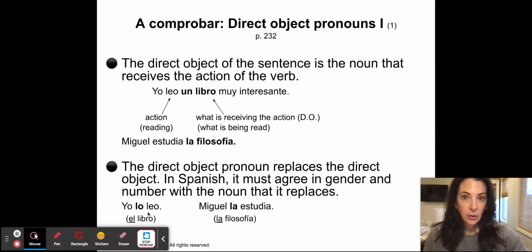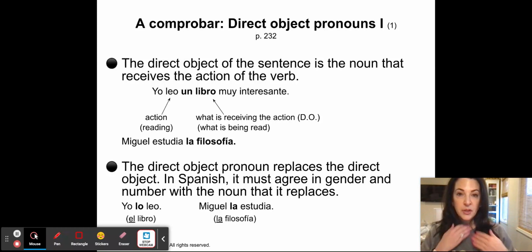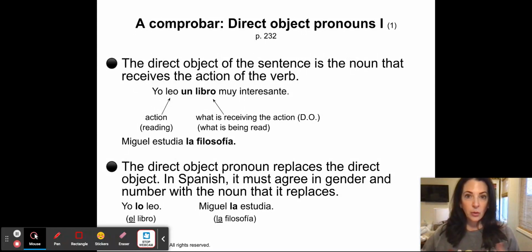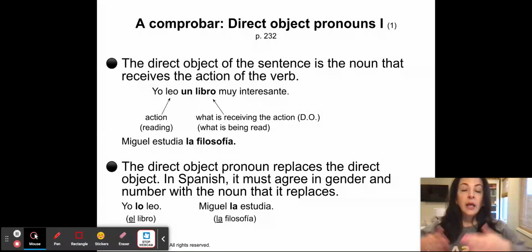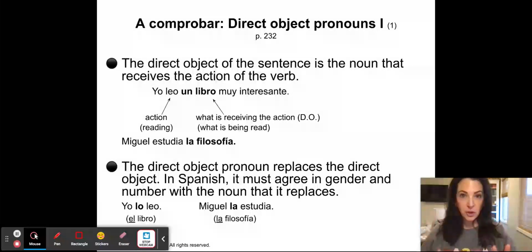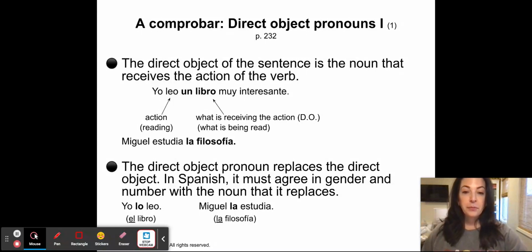Yo lo leo. The lo is the libro. I read it. Okay. Now it seems weird because we have the pronoun in front of the verb. So if we're reading it like we would in English, it would be like I, it, read, or it, I read. See? But remember, it just has to go in front of the conjugated verb, or if you have two verbs, you have two choices. Okay? Miguel la estudia. He studies it.